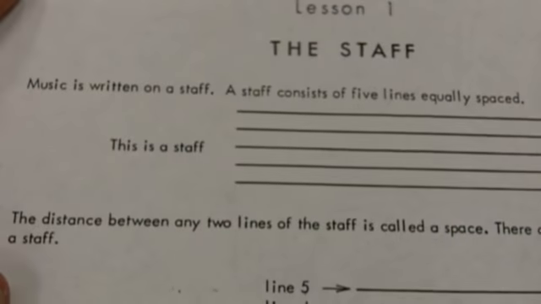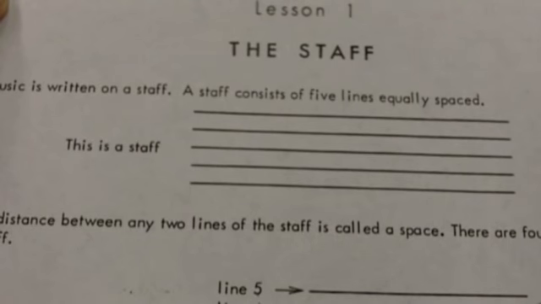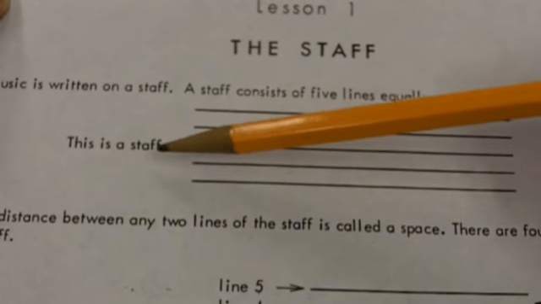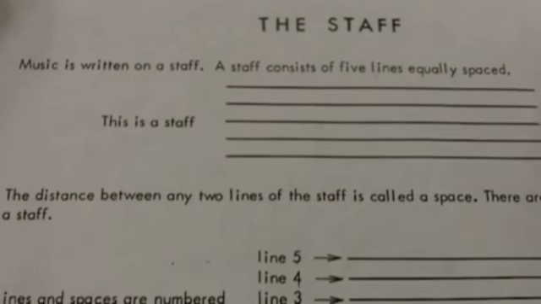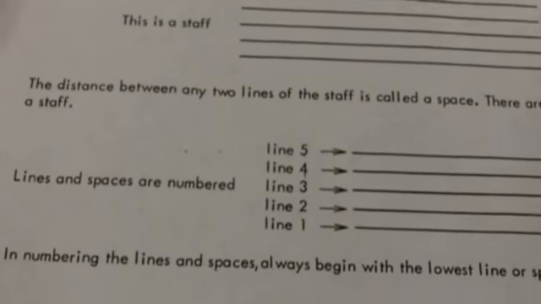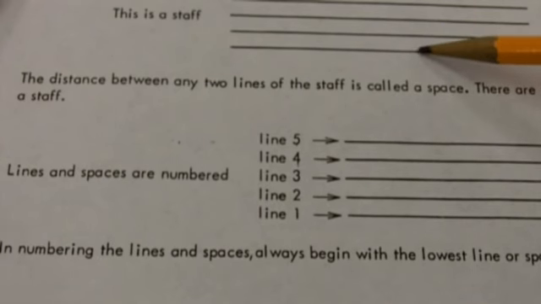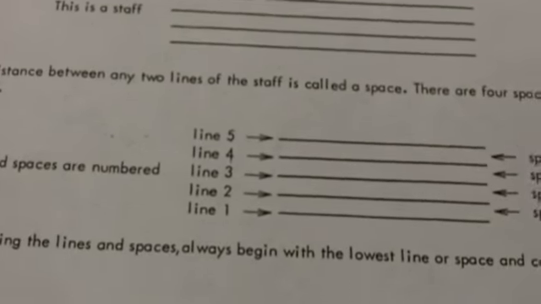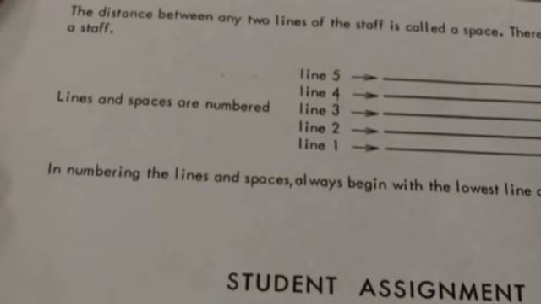Lesson 1, the staff. It says music is written on a staff. The staff consists of 5 lines equally spaced. And this is a staff right here, exactly what we just went over. The distance between any 2 lines of the staff is called a space. So they're referring to this distance right here. This is a space. There are 4 spaces in a staff.